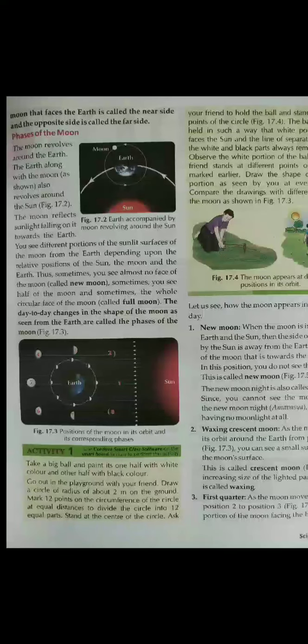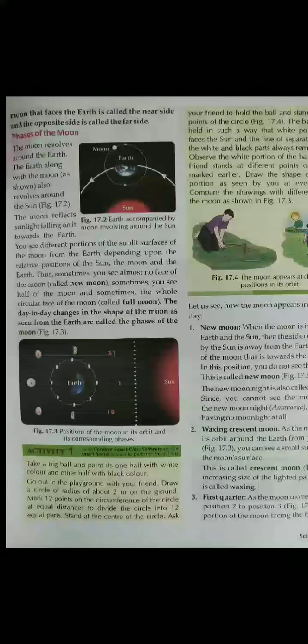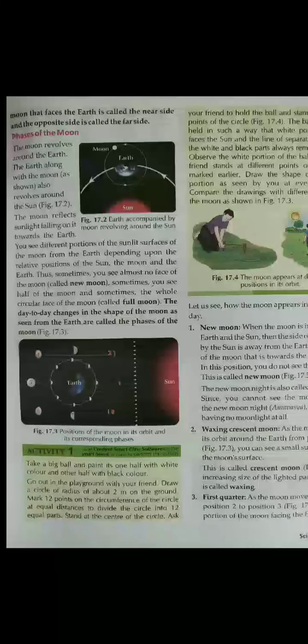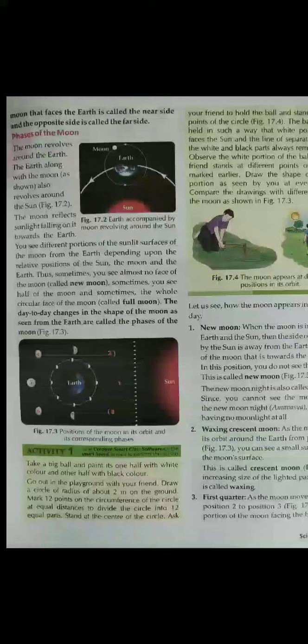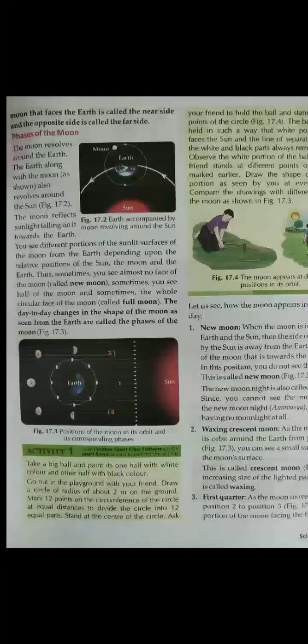Thus, sometimes you see almost no face of the moon, called new moon. Sometimes you see the half of the moon and sometimes the whole circular face of the moon. It's called as full moon. The day-to-day changes in the shape of the moon as seen from the earth are called the phases of the moon. In figure 17.3, you can see the different positions of the moon in its orbit and its corresponding phases.